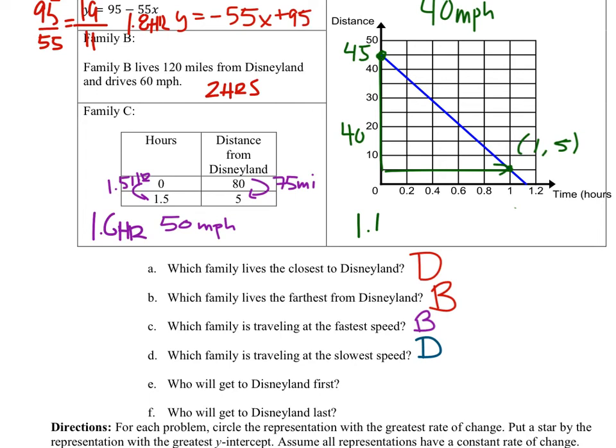So who got there first? Family D, but they were going the slowest. But they lived so close it didn't matter. Very good. Who'll get to Disneyland last? B? But they were going the fastest. Yeah, they were so far away it didn't matter. That sounds kind of depressing.